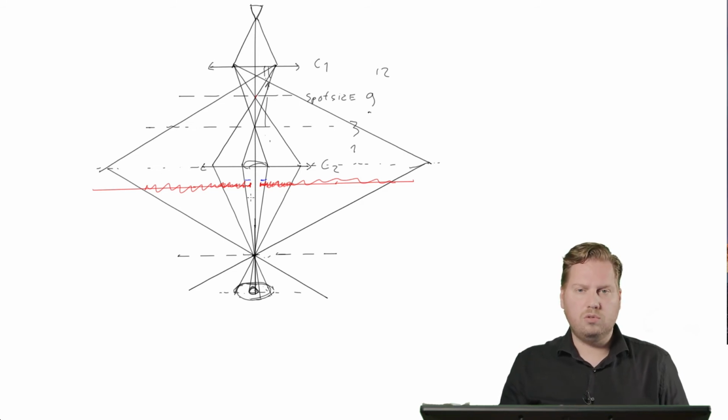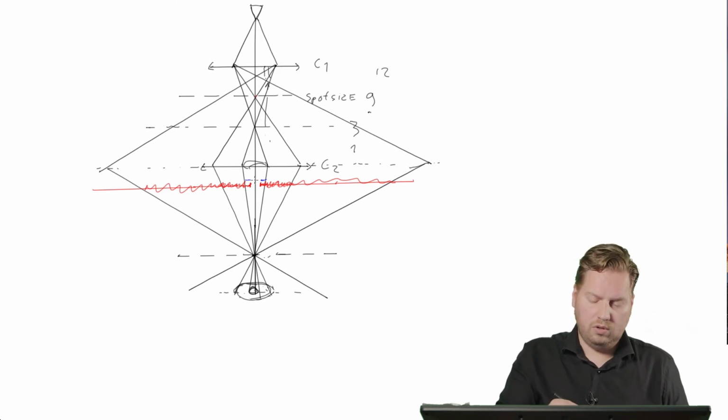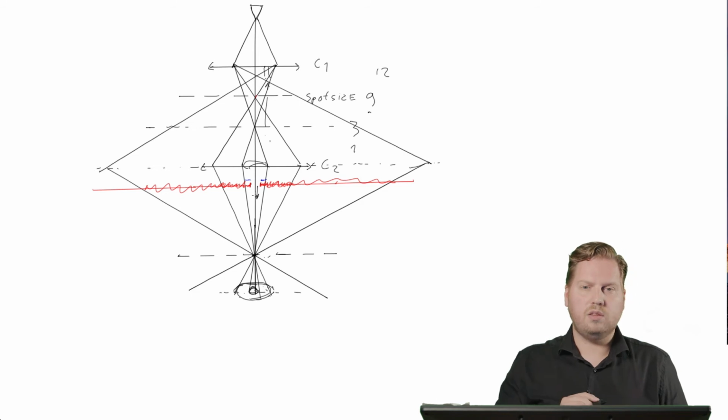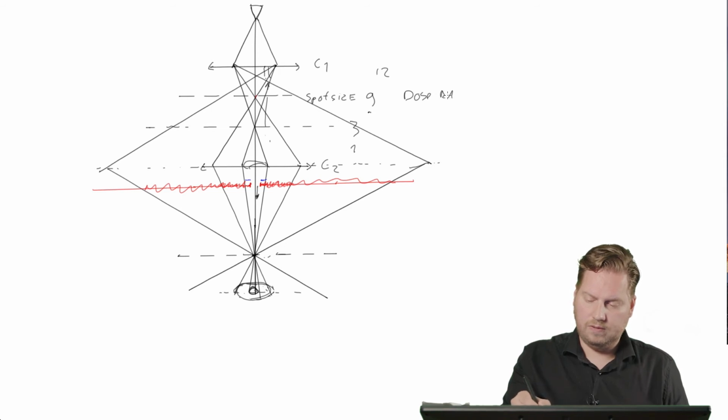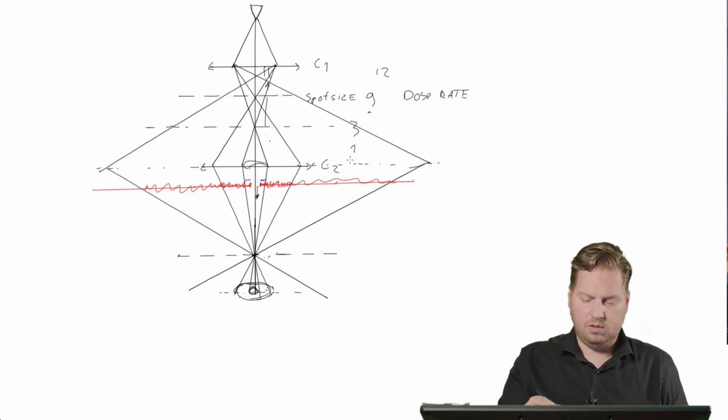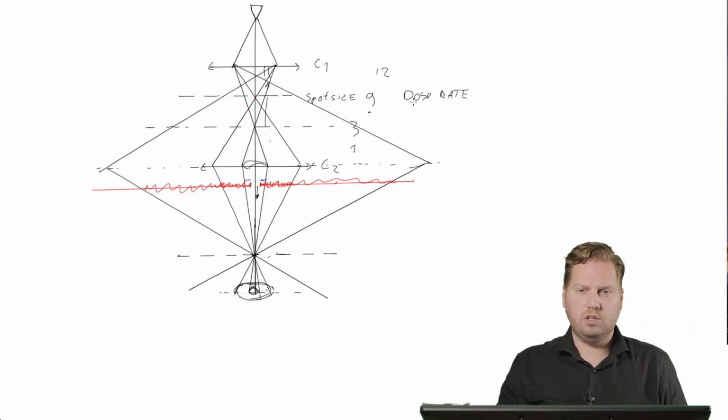And for the TEM use case, what we use it for, this allows us to control the amount of electrons that hit our sample. And since this is per time unit, this is our dose rate. So by changing the spot size, the aperture makes sure that the dose rate is effectively changed.